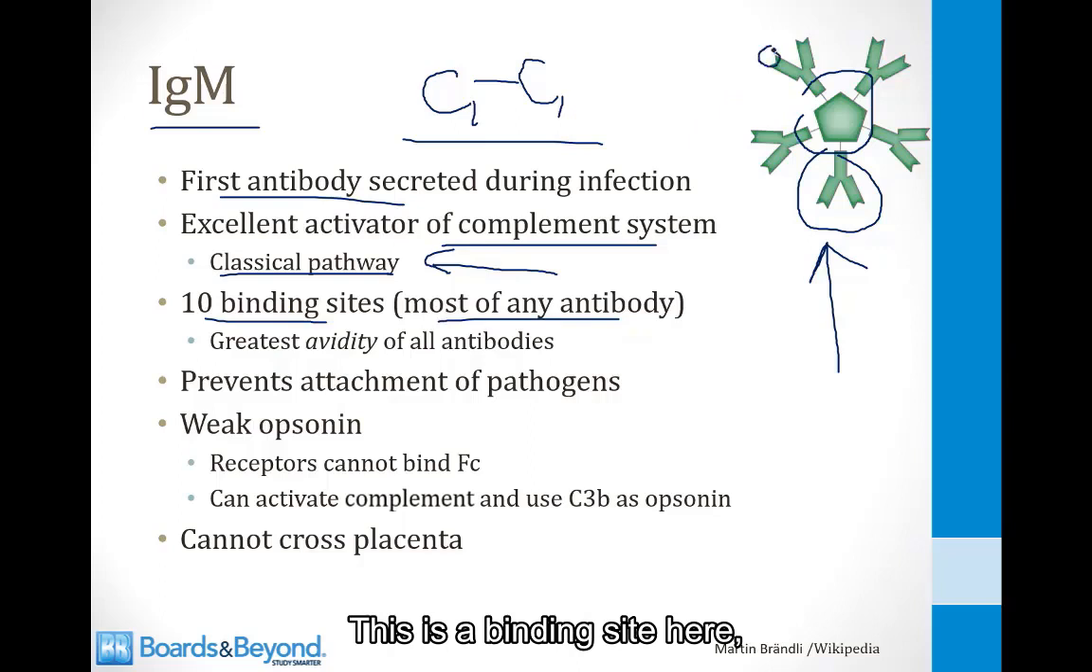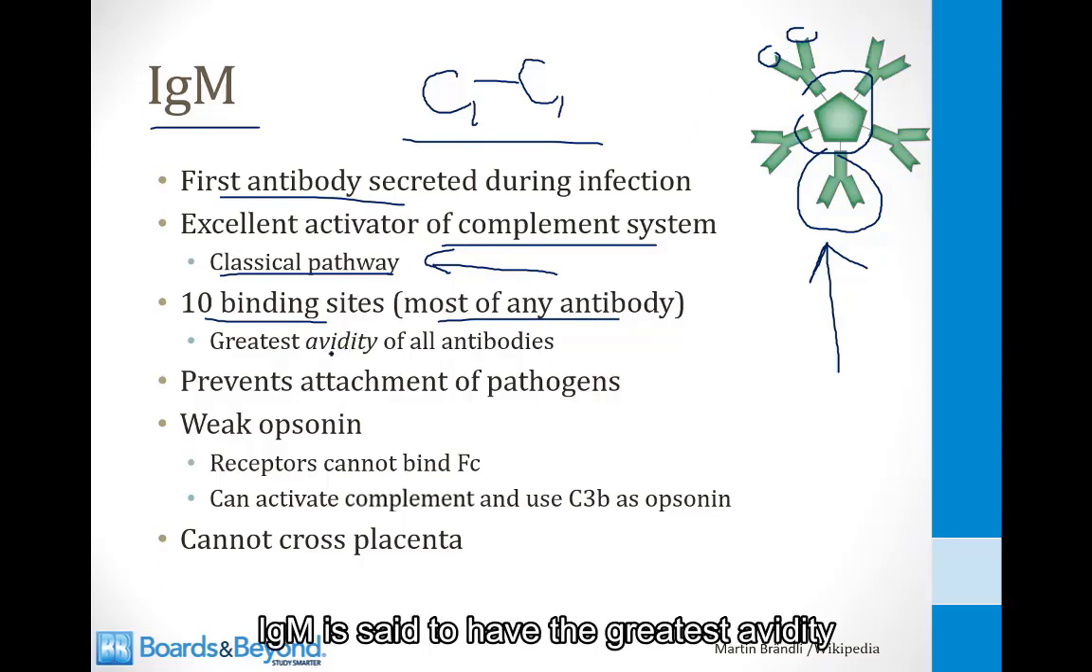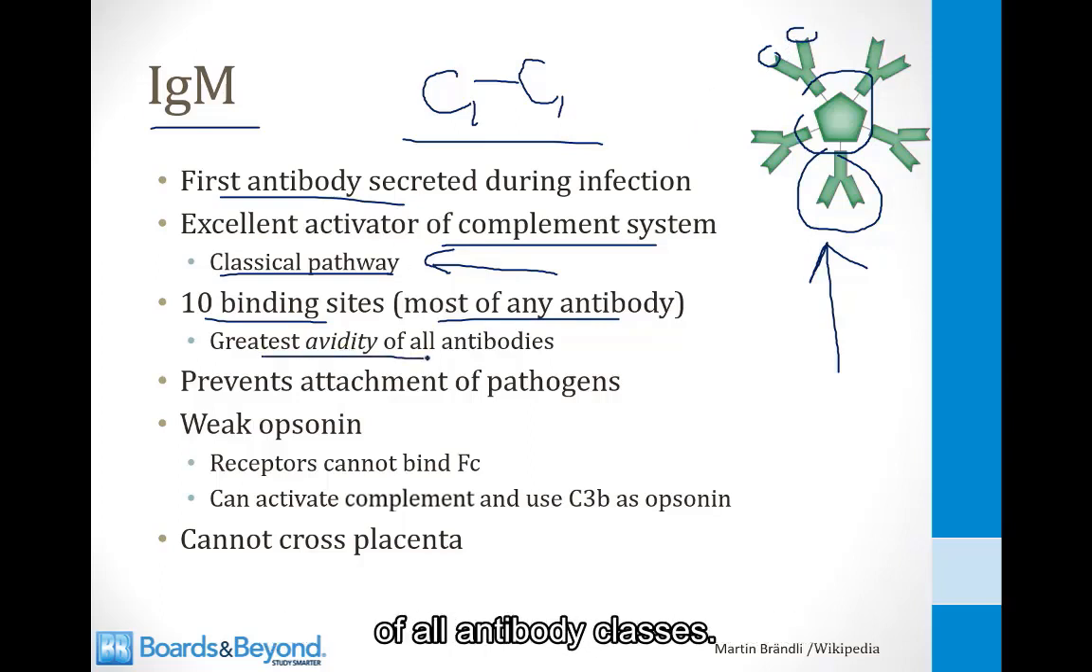This is a binding site here. This is another one here. There are 10 of them in each molecule of IgM. For this reason, IgM is said to have the greatest avidity of all antibody classes. Avidity is the total amount of antigen that an antibody class can bind, and IgM can bind the most.